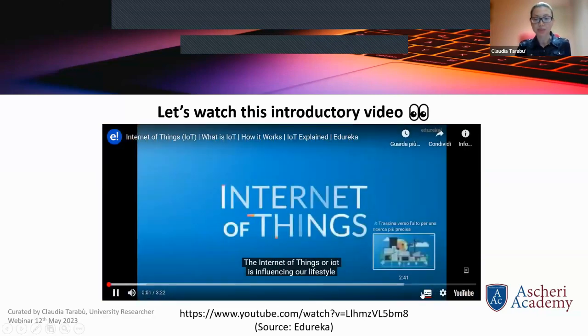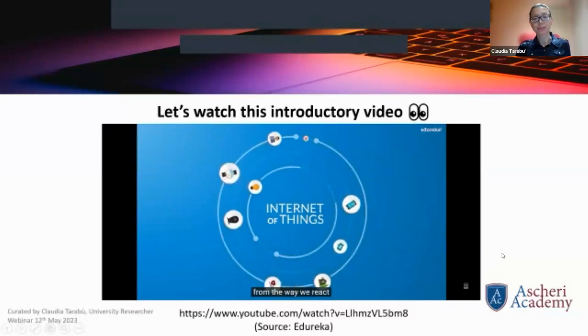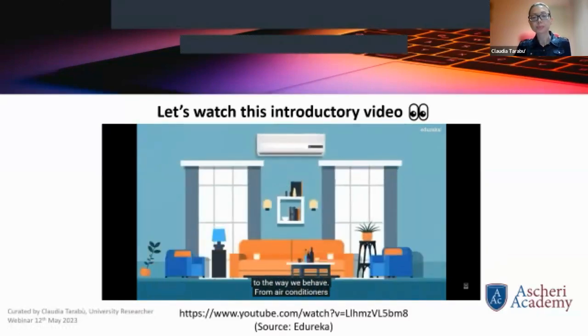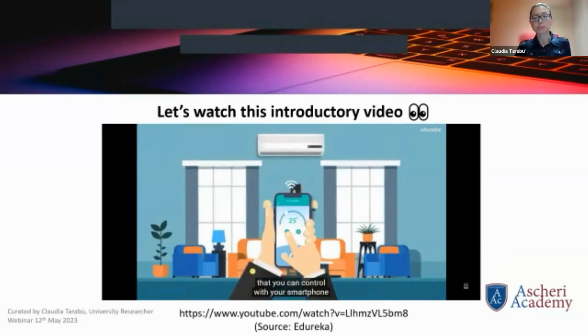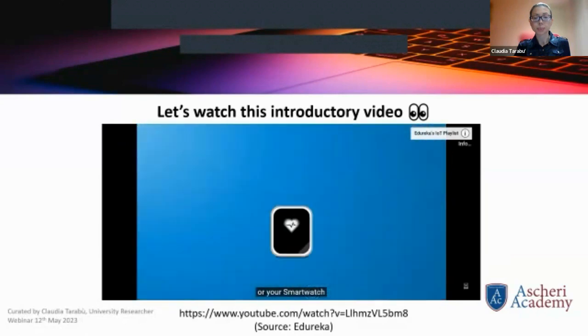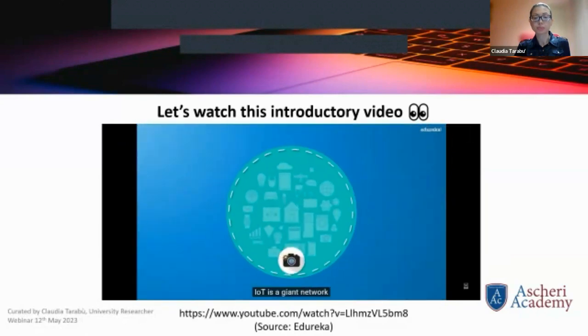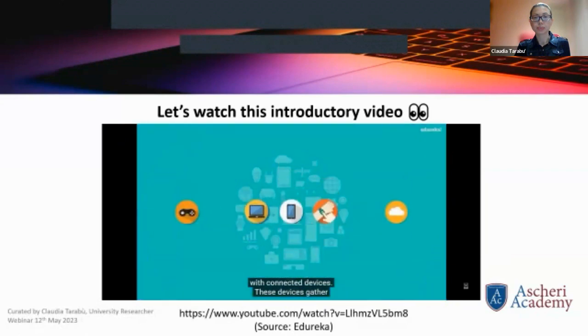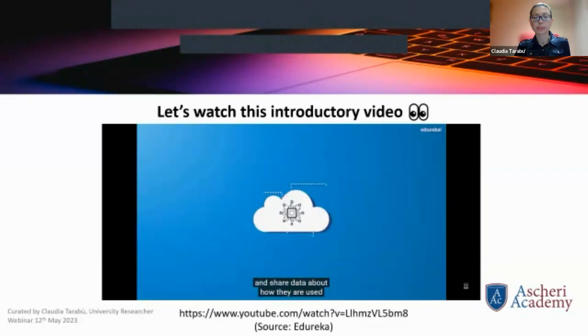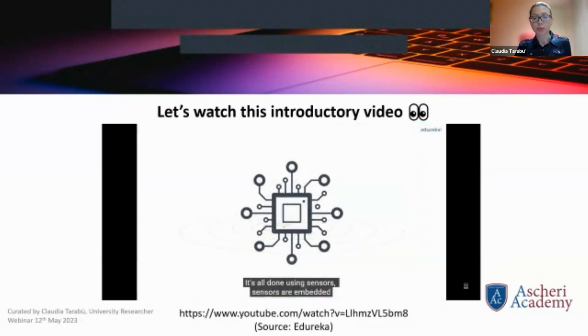The Internet of Things, or IoT, is influencing our lifestyle from the way we react to the way we behave. From air conditioners that you can control with your smartphone, to smart cars providing the shortest route, or your smartwatch, which is tracking your daily activities. IoT is a giant network of connected devices. These devices gather and share data about how they are used and the environment in which they are operated. It's all done using sensors.